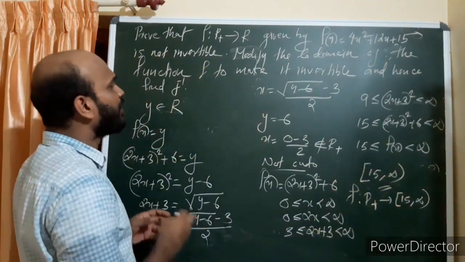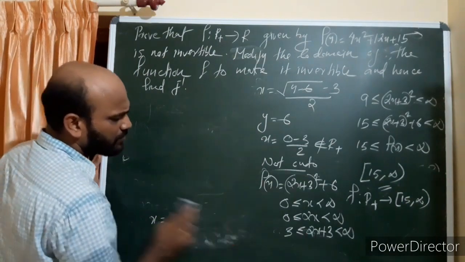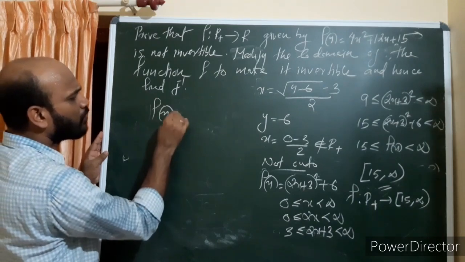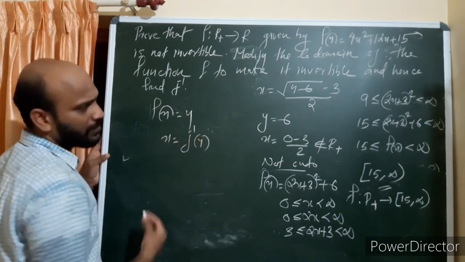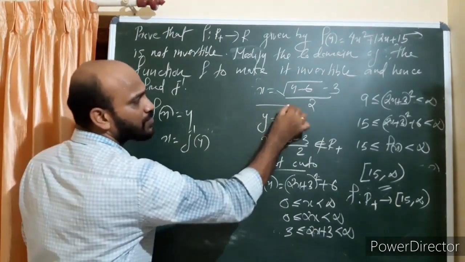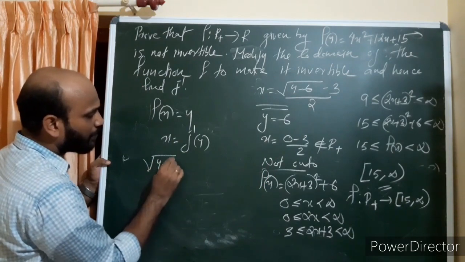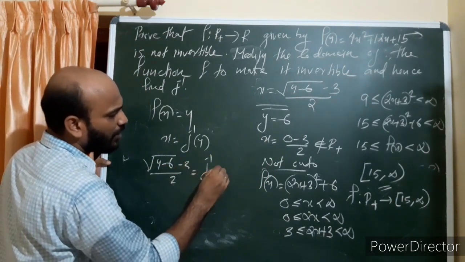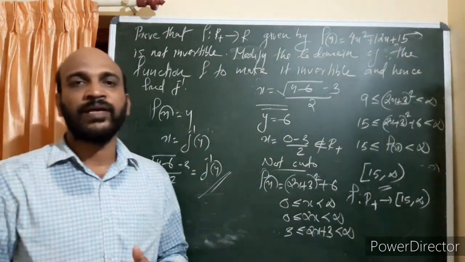Now the last step is to find the inverse. For finding the inverse, you have to use the definition: if f(x) equals y, then the value of x is f inverse of y. The value of x equals root of (y minus 6) minus 3 by 2. That is equal to f inverse of y. That is the inverse. So we can conclude this section.